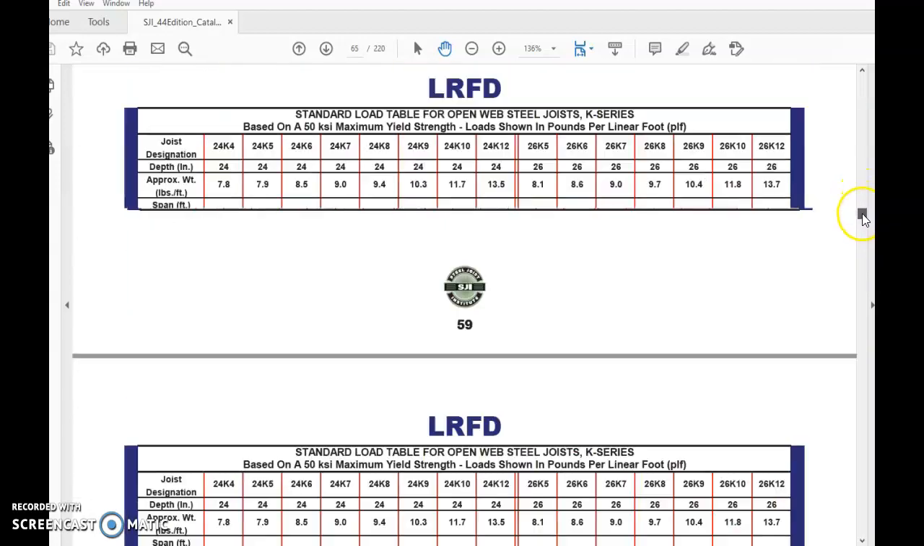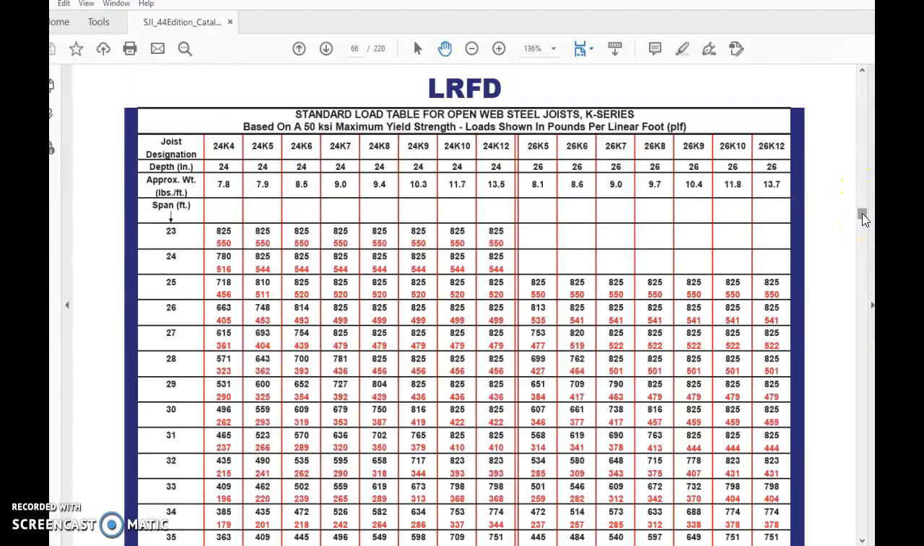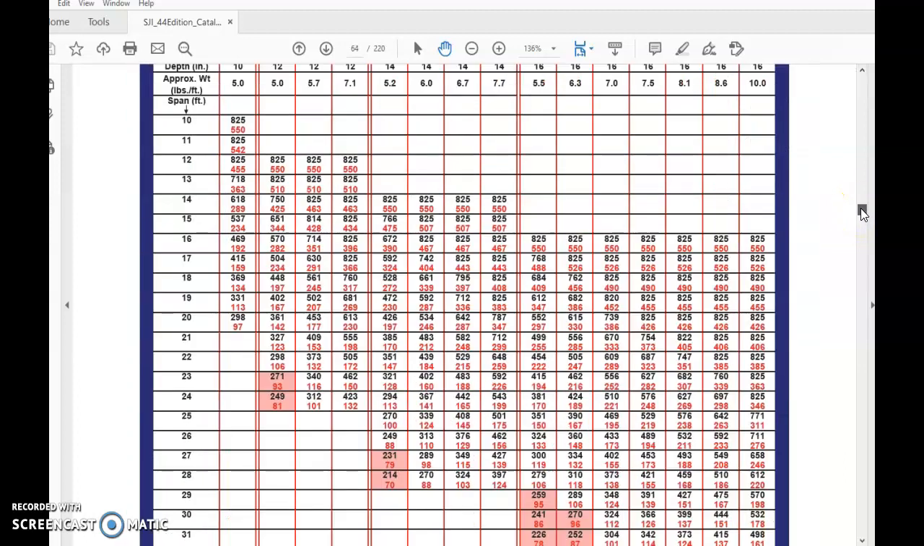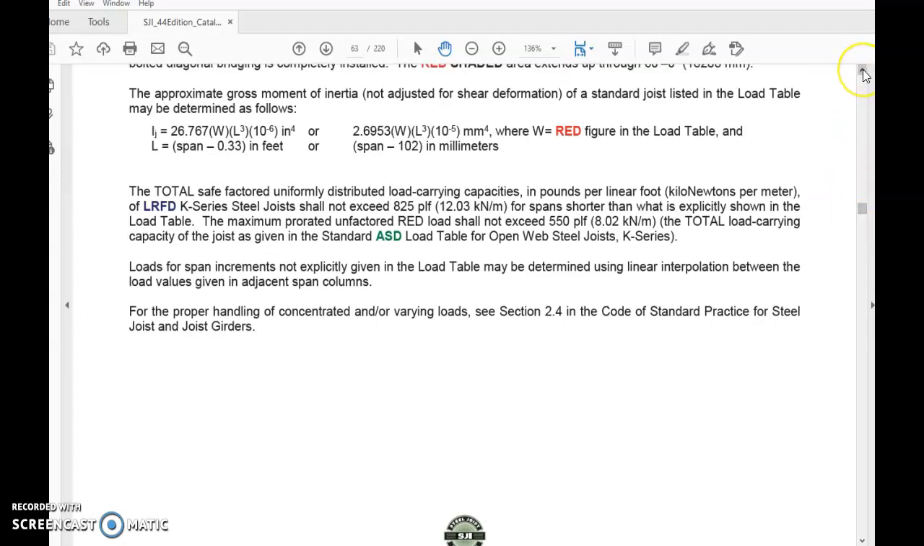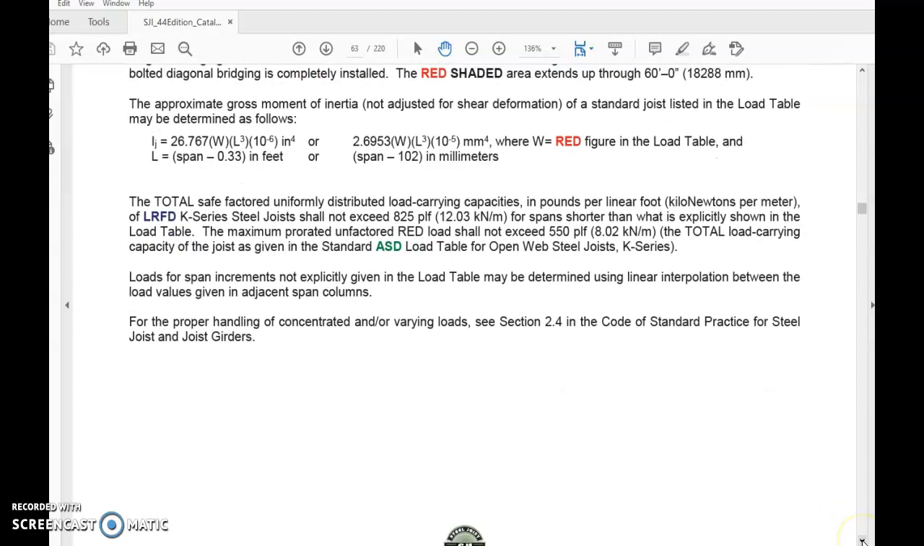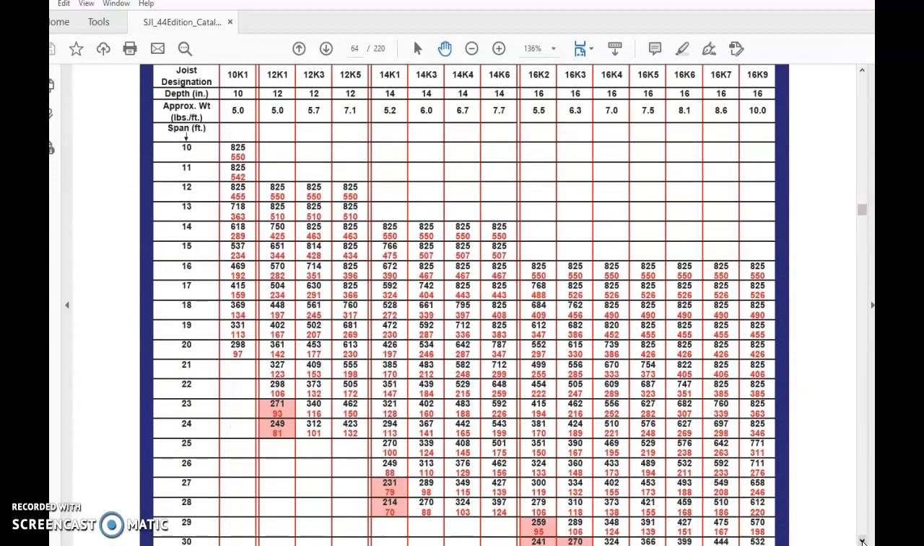And here we are. Okay, so here's K-series joist. I'm into the load tables. I just need to find 12. So I'm going to look. Here's 18. And it's probably the next page down. So the red shaded area of the load table, the row of bridging nearest to the midspan shall be diagonal bridging with bolted connections. It just gives you a little bit about the detailing here of these things.